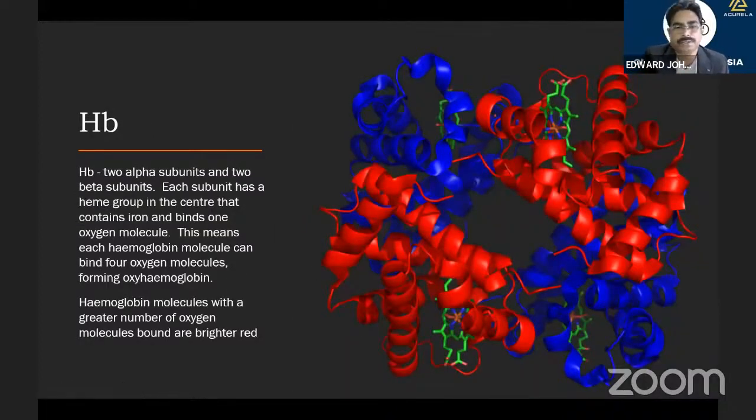Coming to the structure of the hemoglobin, you know it has 2 alpha subunits and 2 beta subunits. In the center of each unit, there is a heme molecule that combines with the oxygen. So every hemoglobin combines with 4 molecules of oxygen. The hemoglobin molecules with a greater number of oxygen molecules bound are brighter. That's why the arterial blood is red and the deoxygenated blood in the vein is blue.